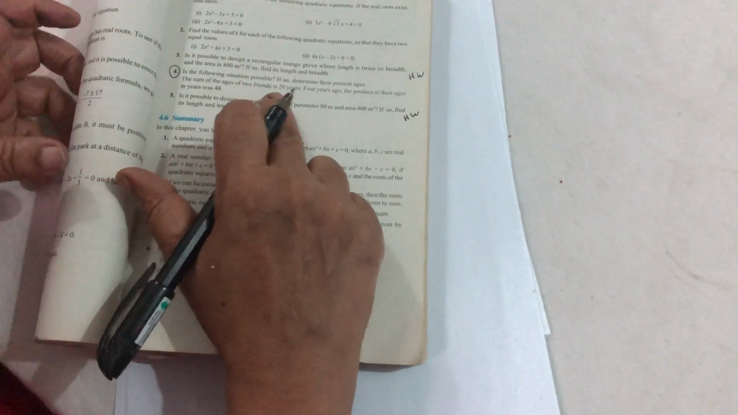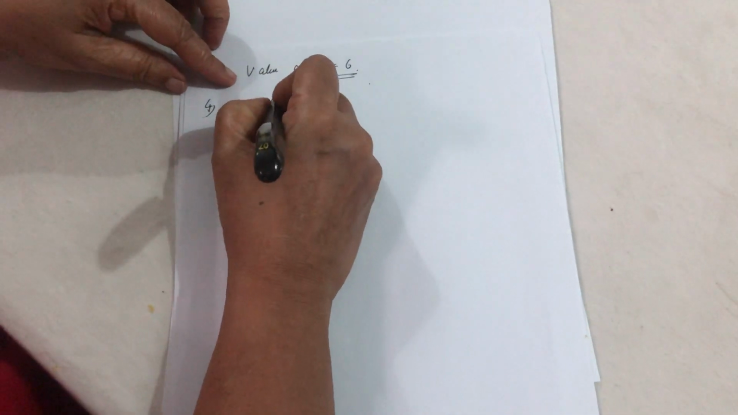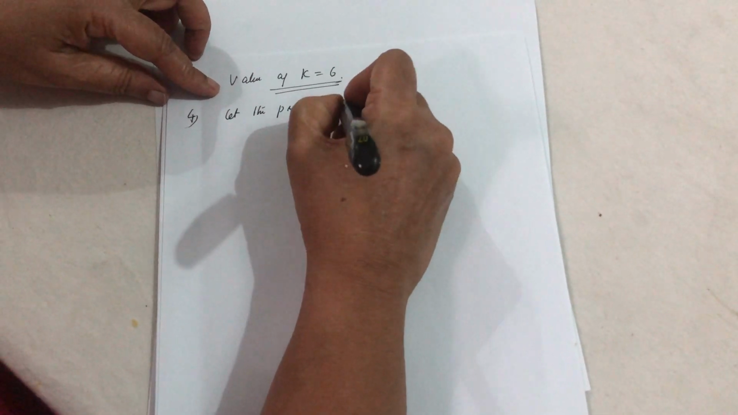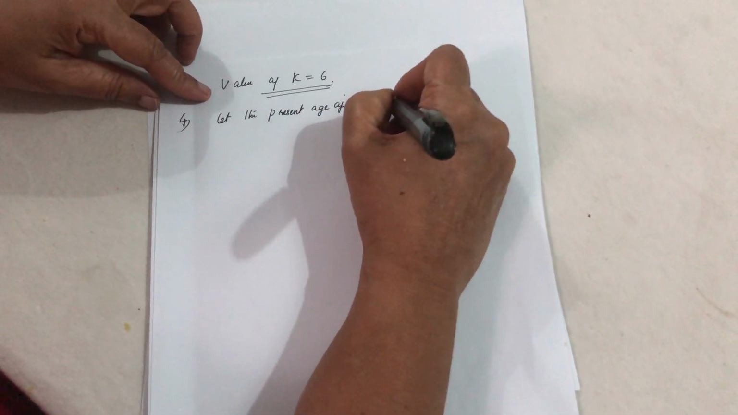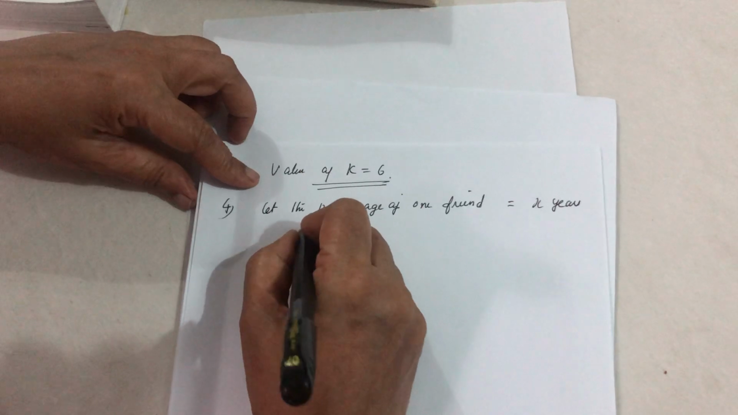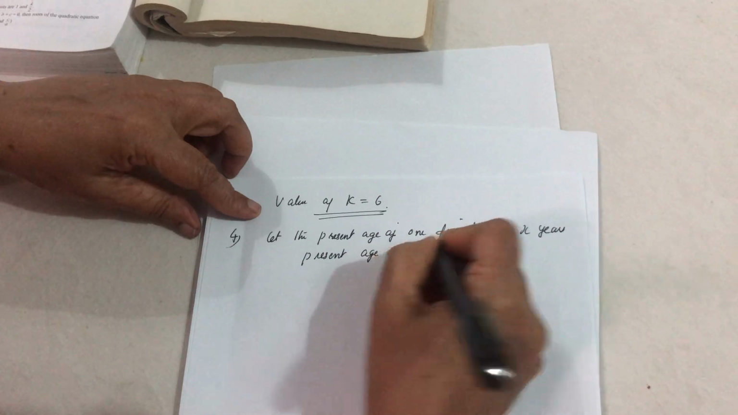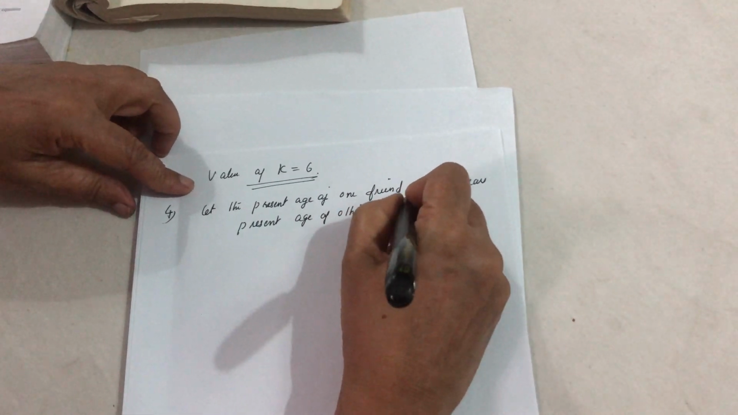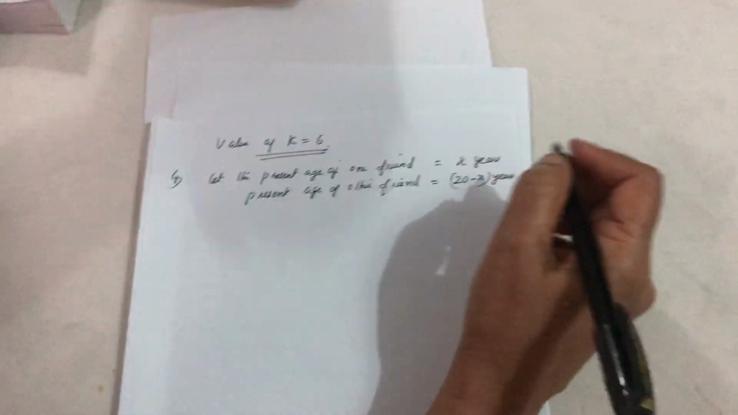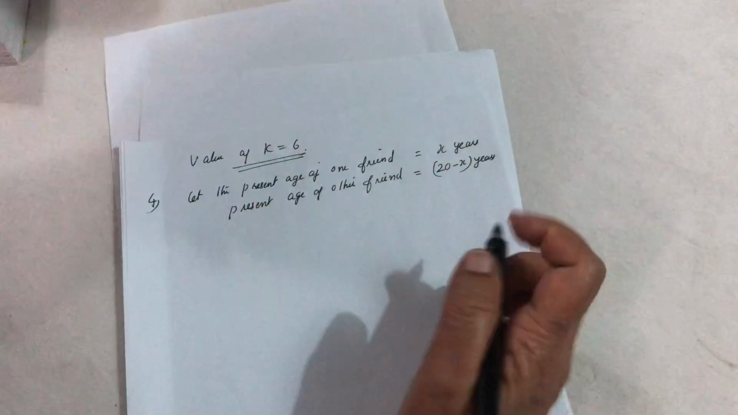So the sum of the ages of two friends is 20. So let the age of one friend, take it as x years. The sum is 20. Age of other friend is 20 minus x years. It is given 4 years ago, the product of their ages is 48.